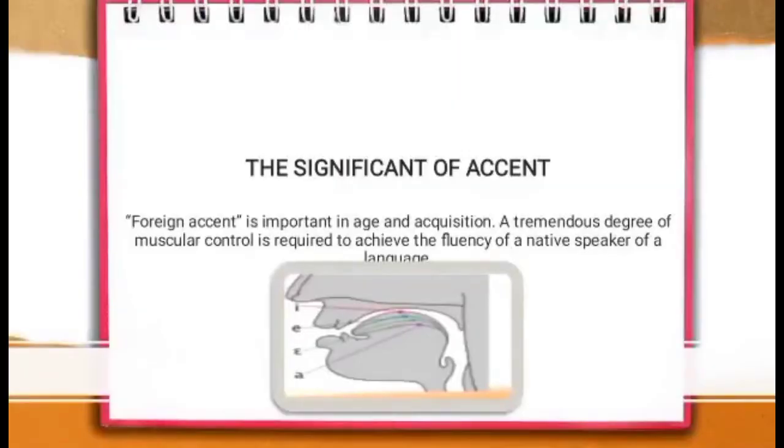Okay, the significance of accent. Since we were born, these speech muscles are getting developed in order to get what we call a foreign accent. The importance of this age and acquisition means a tremendous degree of muscular control is required to achieve the fluency of a native speaker of a language.